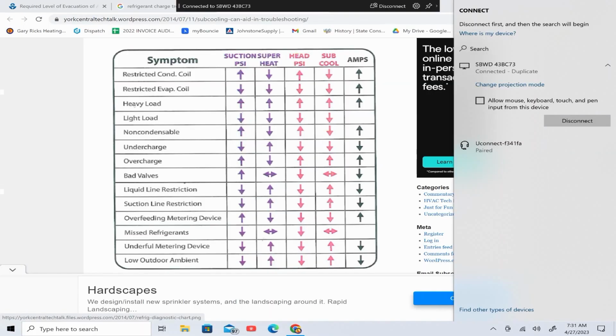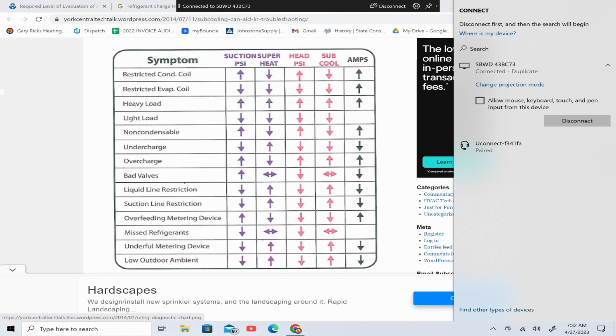Look behind you guys. This right here is a charging chart. York Central Talk is where I found it. There's hundreds of these online, so you can find it pretty easily. I usually carry one in my service book. There's always one.